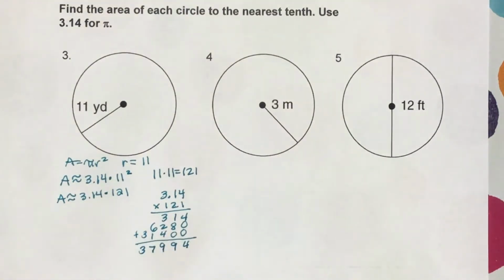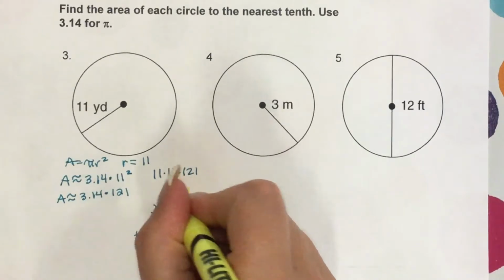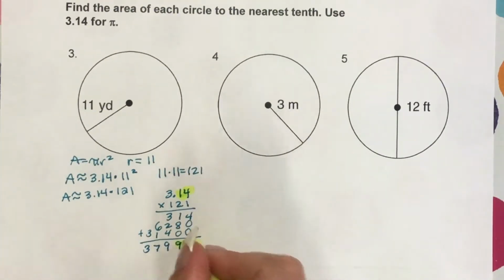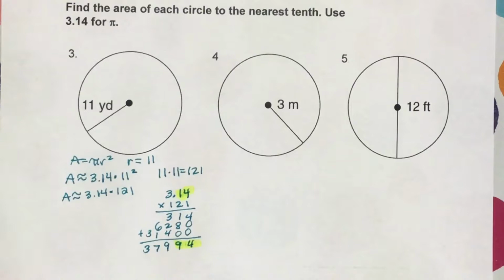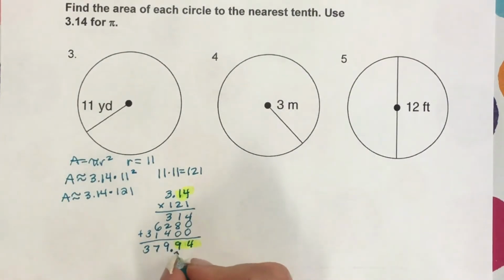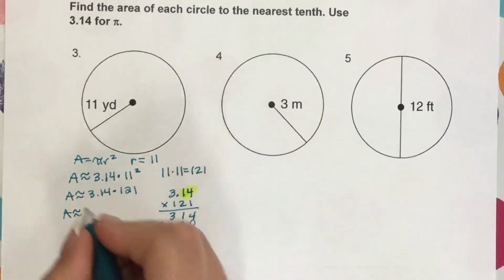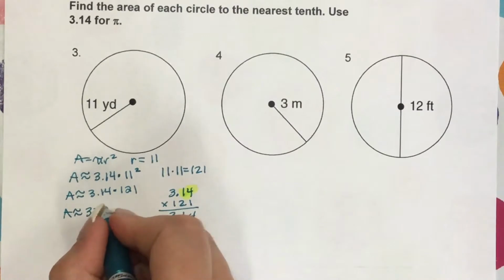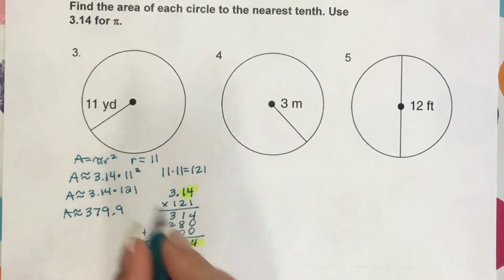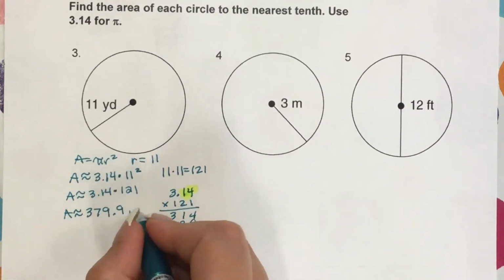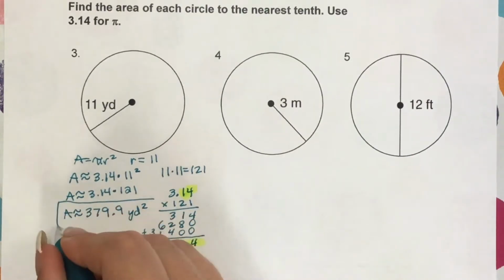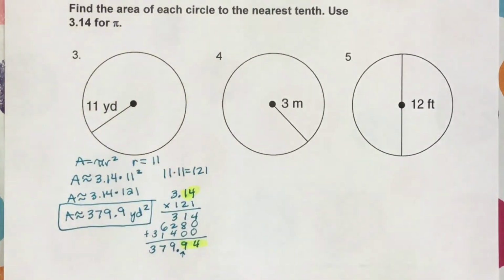We need to determine how many decimal places there are. In the problem, there's 2 decimal places. That means in our answer, there's going to have to be 2 decimal places as well. We need to round it to the nearest tenth. This is the tenth place, so we look over here, and this is not a 5 or above, so it doesn't round this up. That's our answer right there. Area is approximately 379.9 yards squared.